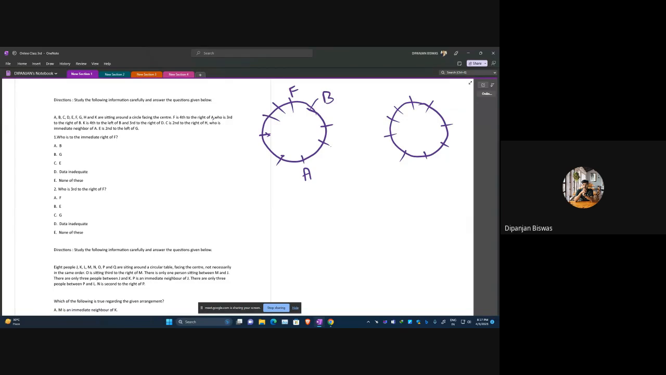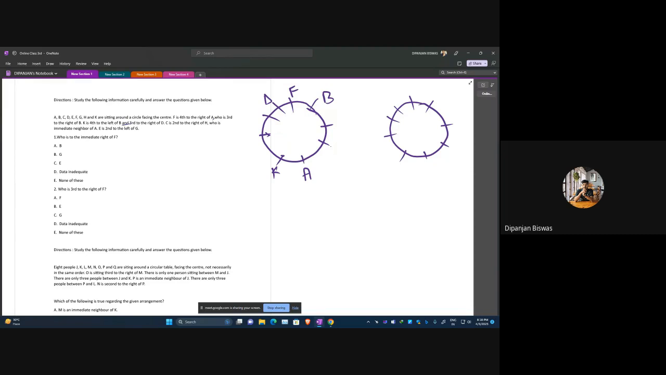In the next statement, K is 4th to the left of B. So start counting from B. 1, 2, 3, 4. K should come here. And 3rd to the right of D, so it is relating to K. As it is joined by 'and', K is 3rd to the right of D. So D should be here. 1, 2, 3. Here it is K.